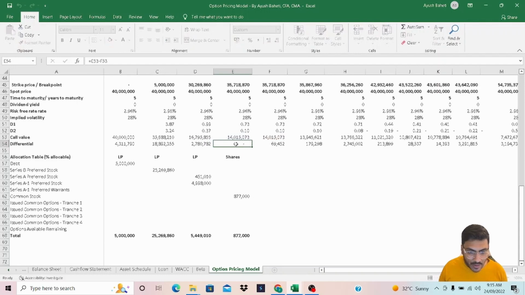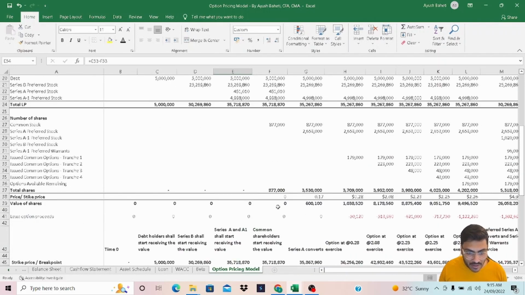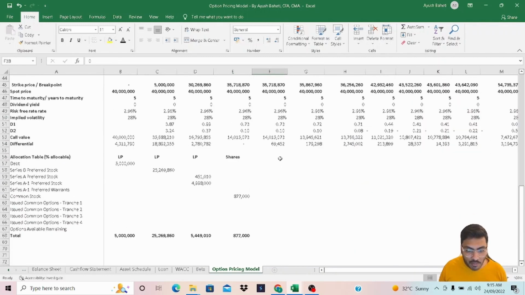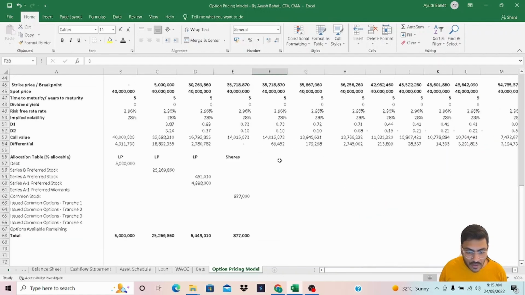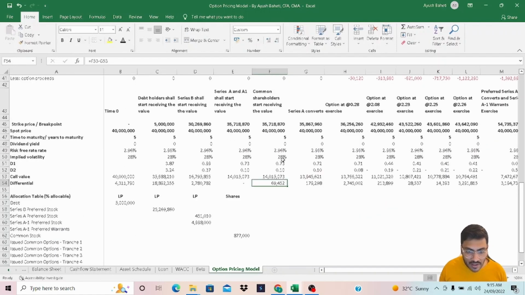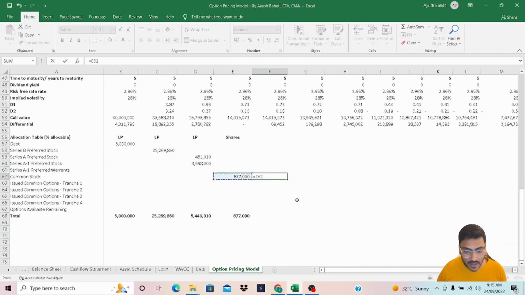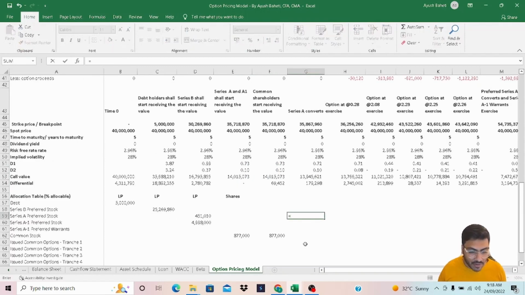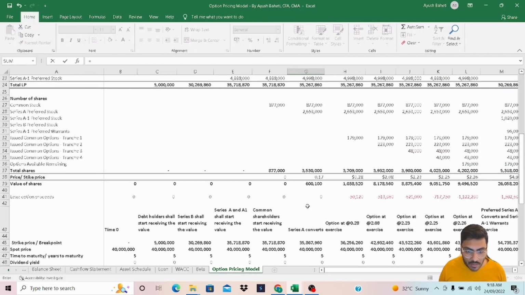At this level, the value is 0 because at this stage the common started participating, but the strike price we assumed is 0. And from the next point onwards, the common shareholder started receiving the value. So this 69 is 100% belonging to equity shareholders. That is why we are going to keep this the same over here. In the next stage, the Series A preferred shares are converting to equity shares. So what are the number of shares? That is coming from here.